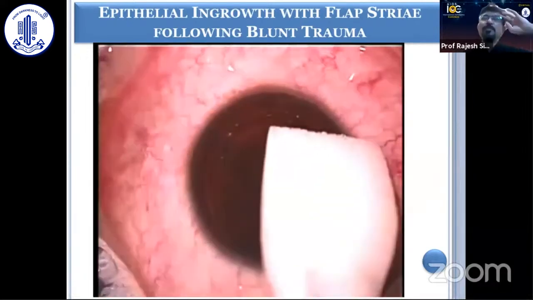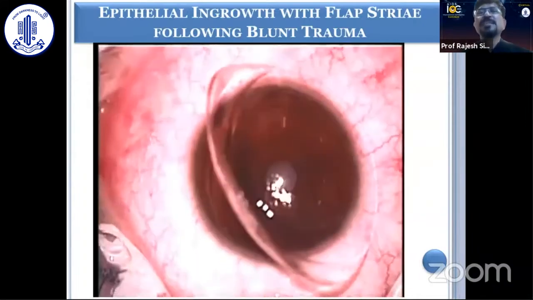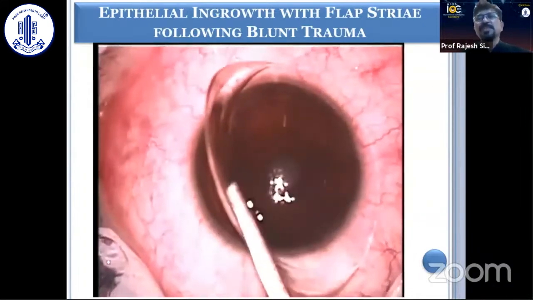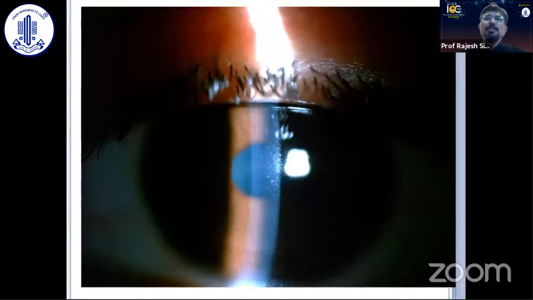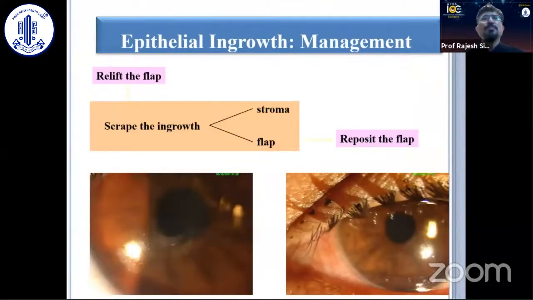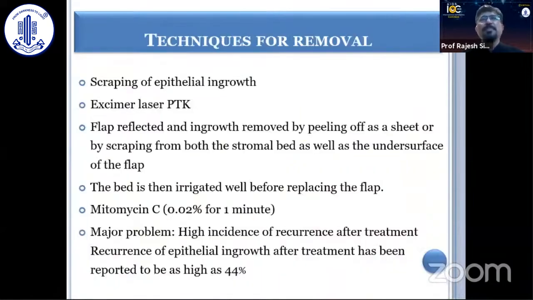And of course, after removing the epithelium from the undersurface, mitomycin C was placed, 0.02% for 1 minute. So this is the post-operative picture. You can see there's no flap stria, there's no epithelial ingrowth. So this is what we do. We lift the flap and scrape the epithelium.